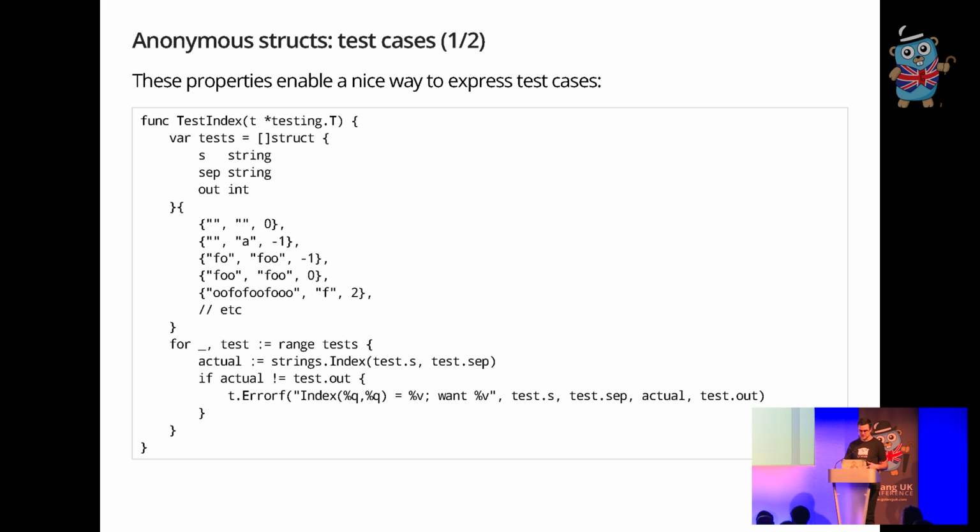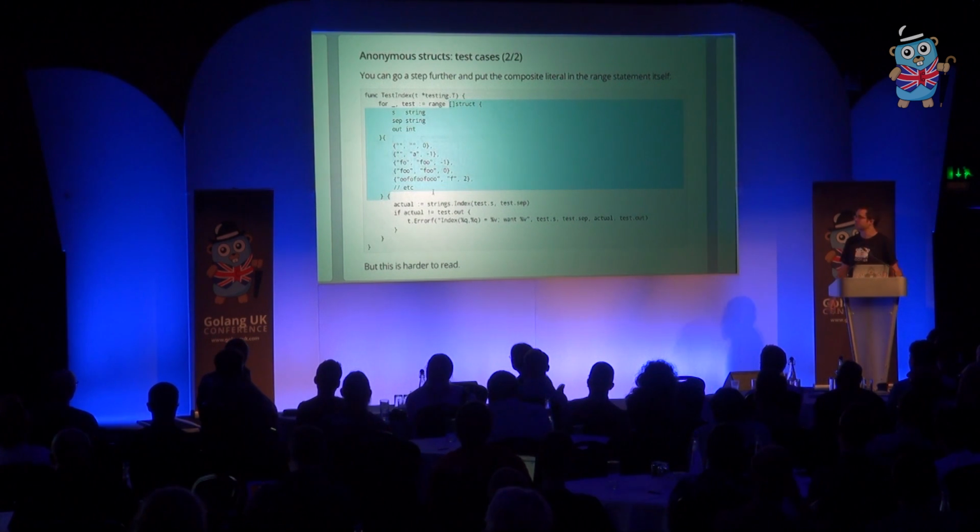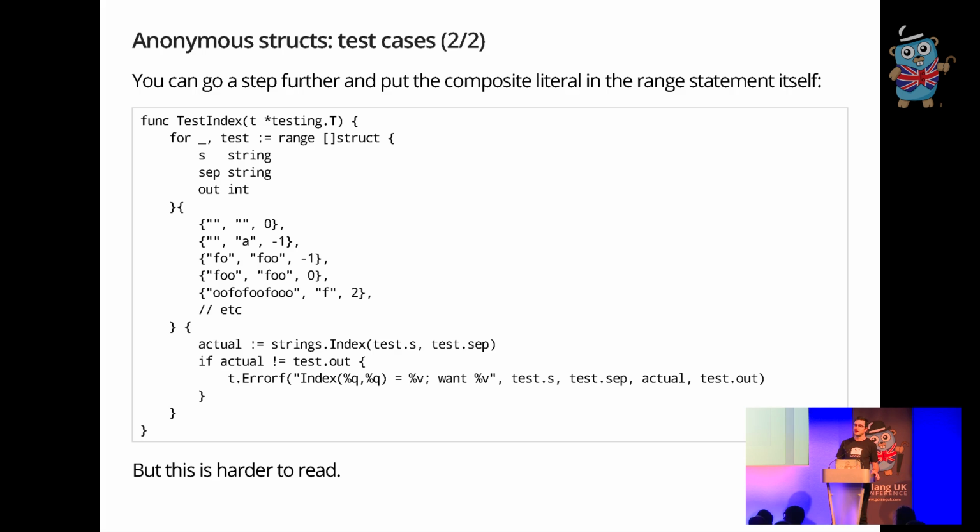So here I have a slice of test cases, and I can iterate over them. If you want to go one step further, you can actually put that struct literal inside the range statement itself, so you don't even need the local variable. It's been pointed out to me that this kind of harms readability a bit. By the time you've started reading the middle of this struct literal, you've probably forgotten that you're actually in the middle of a for loop. So probably don't do that.